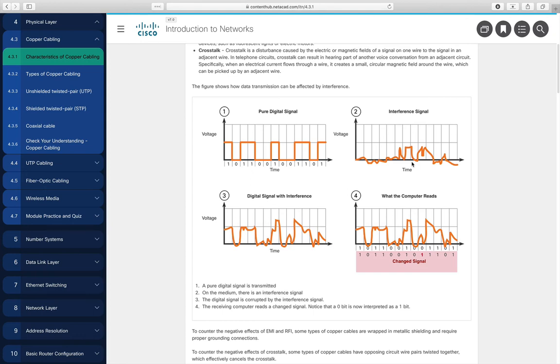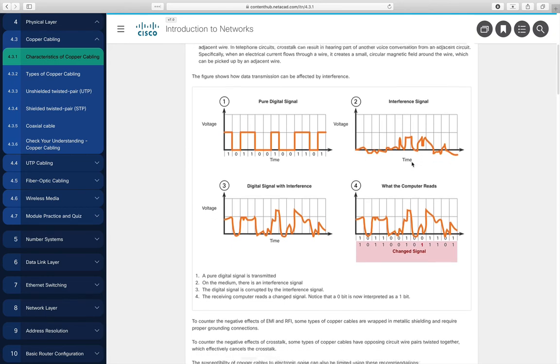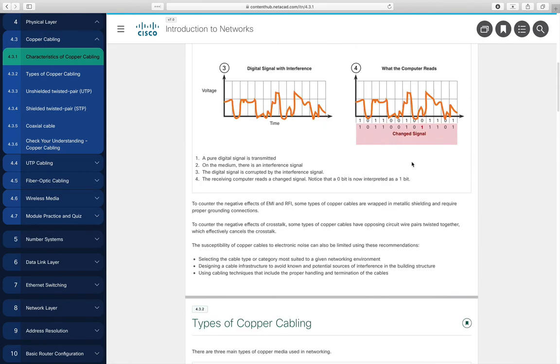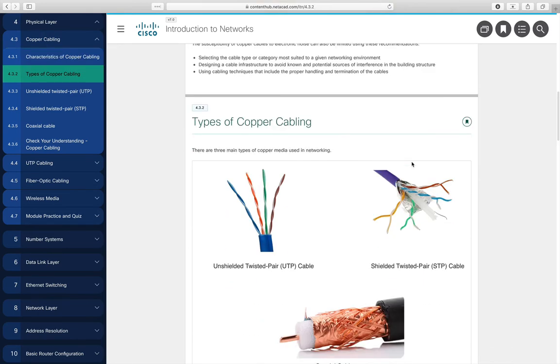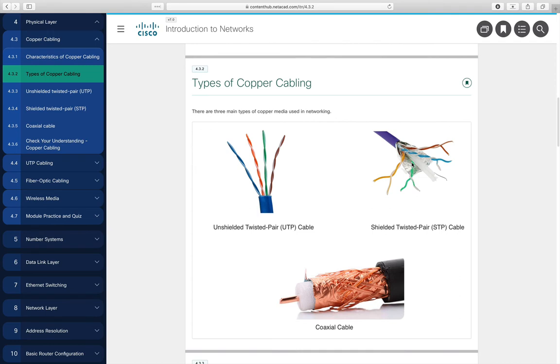Now, a couple of the advantages are it's a good conductor of electricity, and it's relatively cheap to purchase and install, and it's pretty durable and not likely to break. So in networking, we have different types of copper cabling. The most common is shown in the top left. That's unshielded twisted pair, which is usually represented as UTP. We'll talk about each of these in more detail in the sections following.